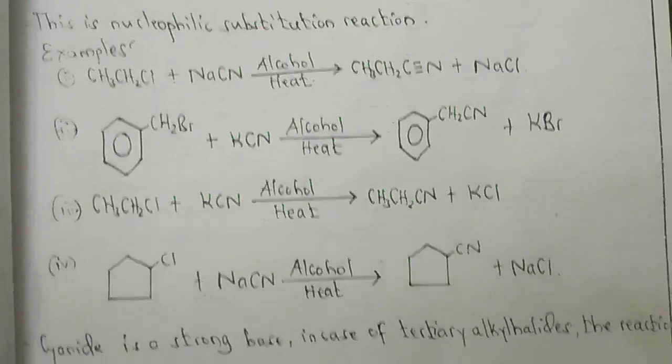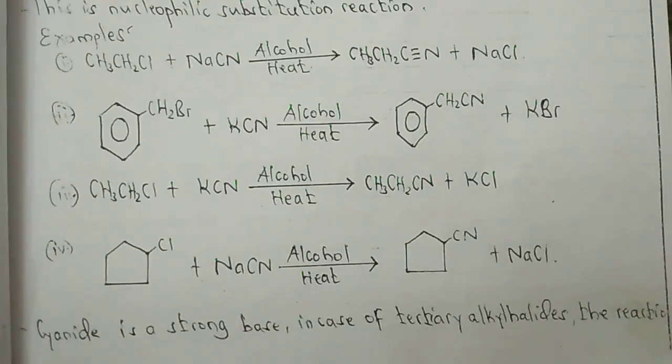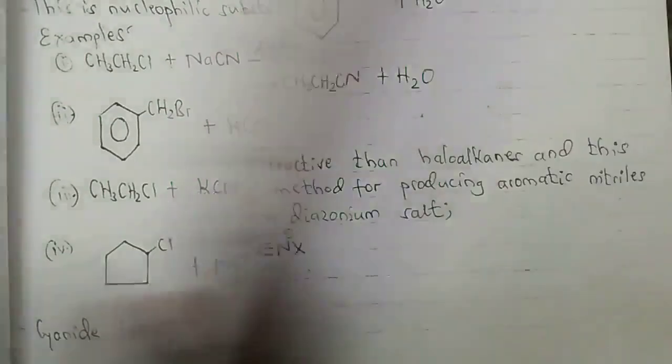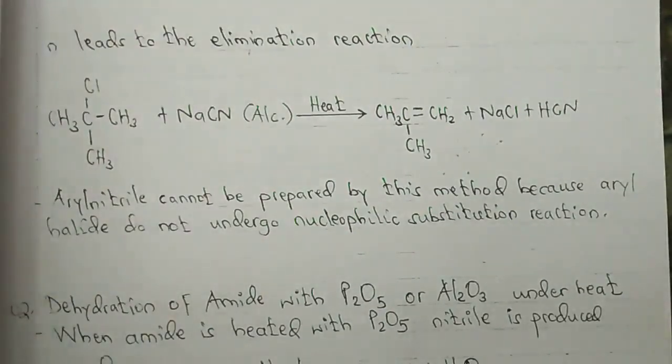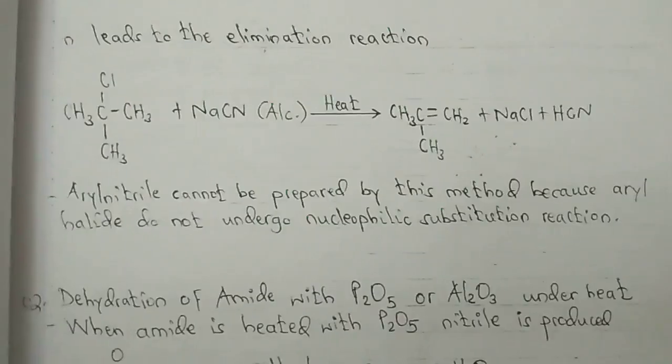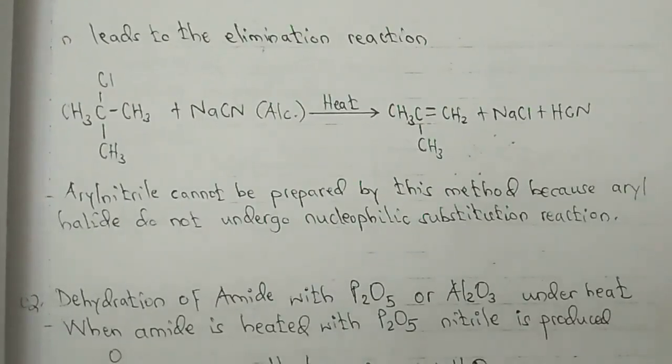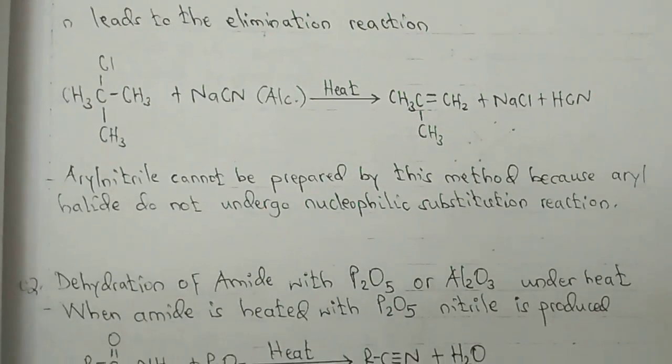So cyanide is a strong base. In the case of tertiary alkyl halide, the reaction leads to an elimination reaction. It will be elimination in tertiary alkyl halide. Allyl nitrile cannot be prepared by this method because allyl halide does not undergo nucleophilic substitution reaction.